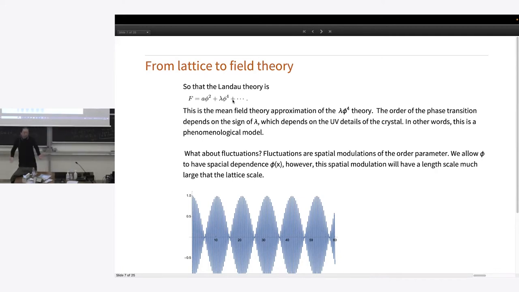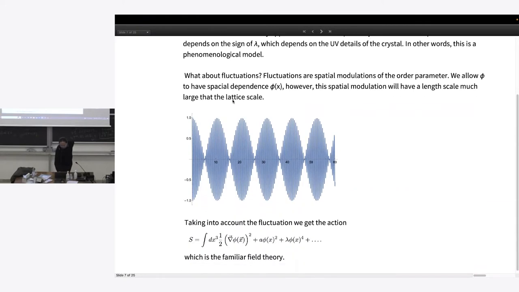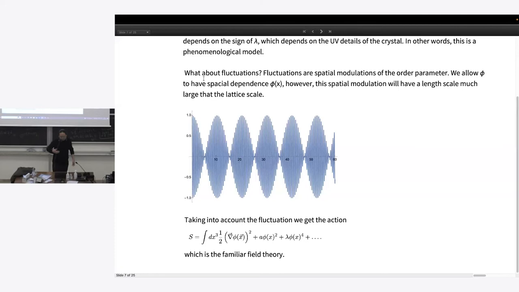But the phenomenological model, basically, we can list some necessary conditions for a specific transition to be second order. Another smart thing that Landau introduced is you can have fluctuations, and this degree of freedom, this lattice scale fluctuation, can be spatially modulated. What I'm plotting here is some cosine chi x times cosine delta chi x, with the fluctuation spatial modulation part at a much larger scale than the UV scale.